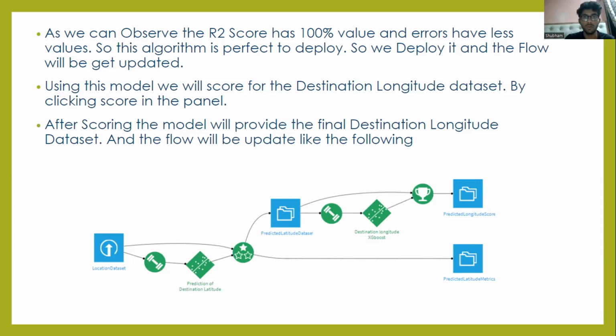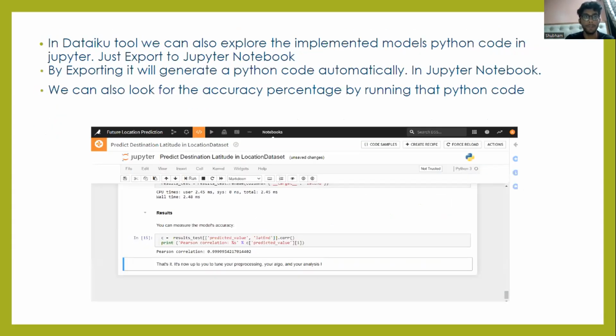Using this model, we will score for the destination longitude dataset by clicking Score in the panel. After scoring the model, we will provide the final destination longitude dataset, and the flow will be updated like in the following photo.